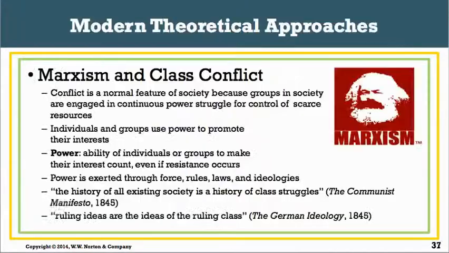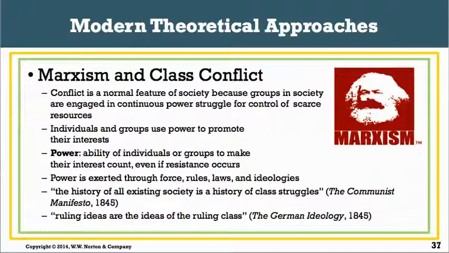So that's functionalism. Another one is Marxism and class conflict. And remember, I told you with Marx, two things are always going to be true. He's always about economy and he's always about conflict. So he argues that conflict is a normal feature of society because groups in society are engaged in continuous power struggle for control of scarce resources. So, for example, money, right? We all fight. We all want a little bit more. Individuals and groups use power to promote their interests.